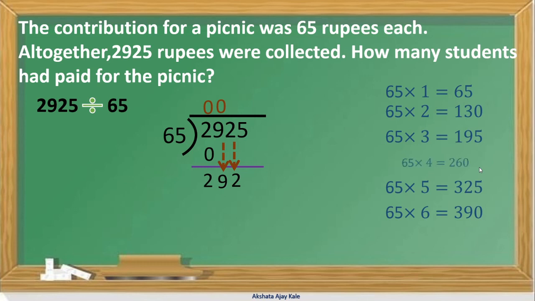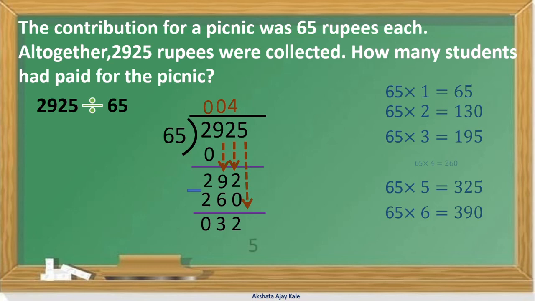That is 65 4s are, right? 65 4s are how much? 260. So we will use that one. 65 4s are 260. Isn't it? We will subtract this. 292 minus 260 is 32. Right? Now again 32 is less than 65. So what we will do?